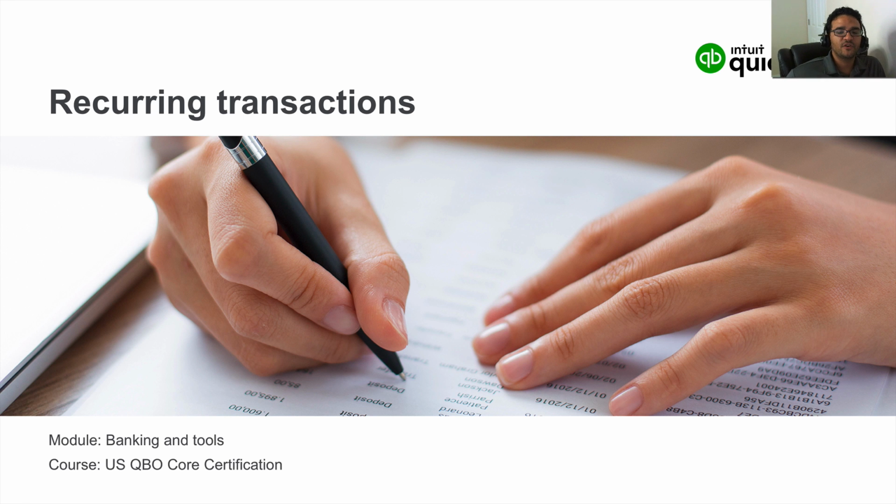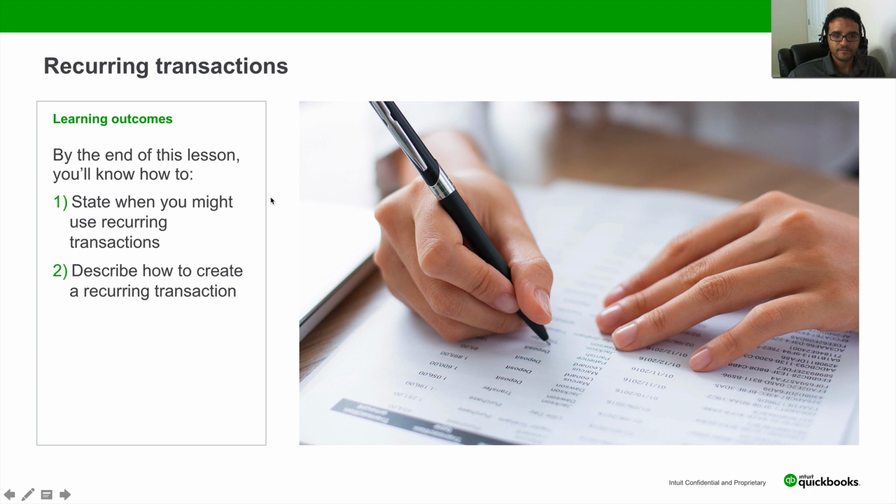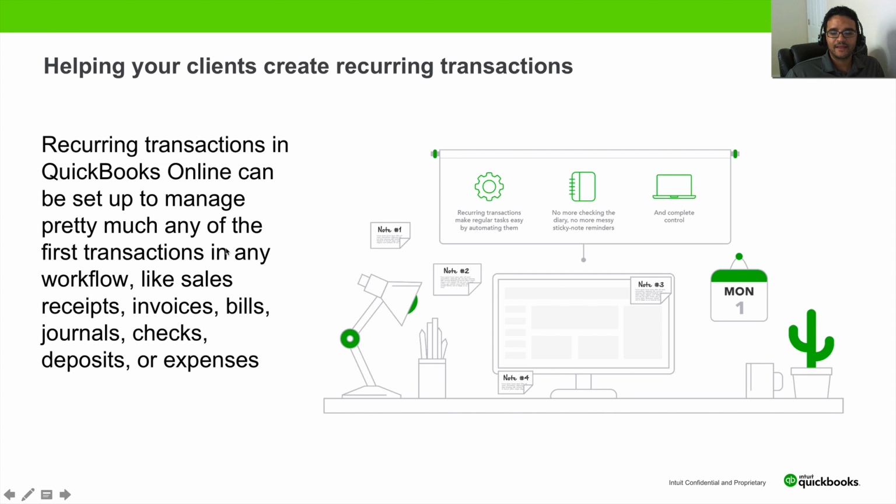Okay, so let's move on to recurring transactions. One of the awesome features that QuickBooks has is the ability to create one transaction and automate how the transaction gets automatically created over time. Now, there are multiple cases in which you want to create recurring transactions. For example, if we have a client that has a fixed monthly contract for services we provide, I strongly suggest that you automate those invoices.